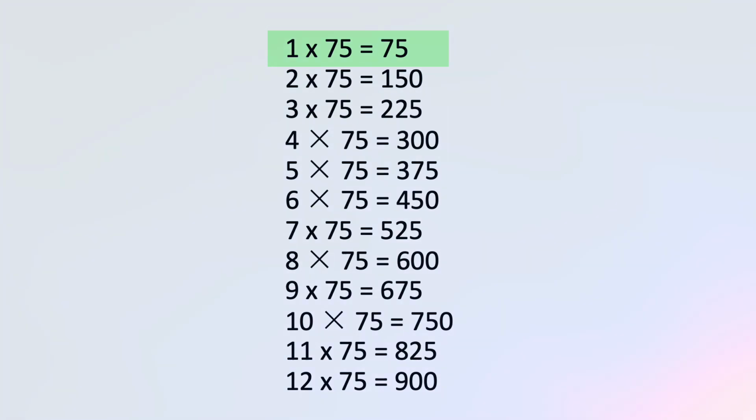1 times 75 is 75, 2 times 75 is 150, 3 times 75 is 225, 4 times 75 is 300, 5 times 75 is 375, 6 times 75 is 450, 7 times 75 is 525, 8 times 75 is 600, 9 times 75 is 675, 10 times 75 is 750, 11 times 75 is 825, and 12 times 75 is 900.